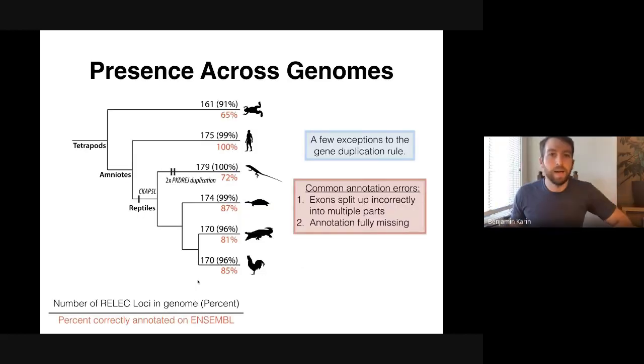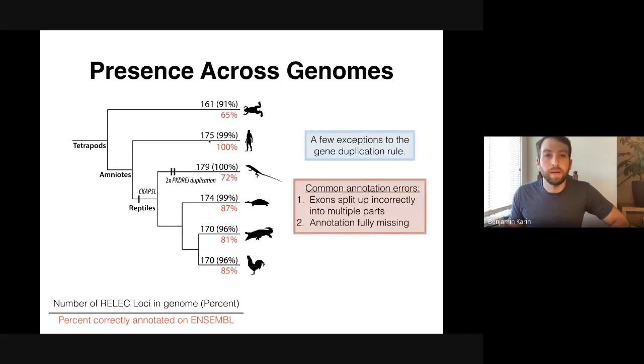Here is the tetrapod phylogeny, showing the number of RELIC loci within each of these model species genomes. We went out to tetrapods just to look at how much drop-off we get, but this is not really the focus of RELIC. We really are trying to focus within amniotes.